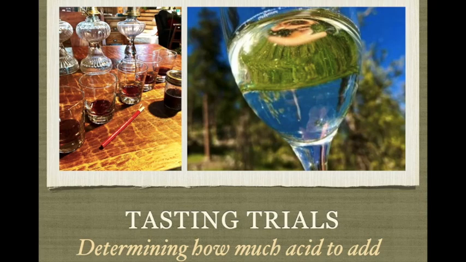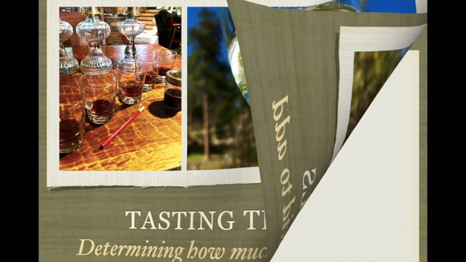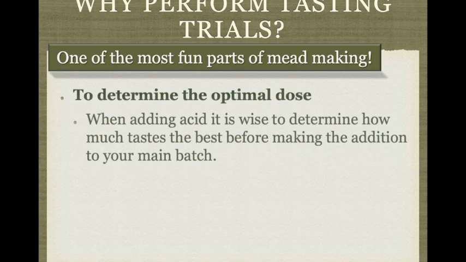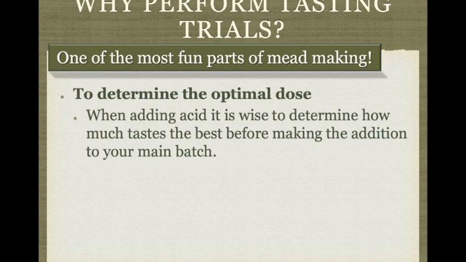So, tasting trials, determining how much acid to add. I think tasting trials are one of the most fun parts of mead making. Everything else is microbiology and biochemistry and calculations. This is really where the art of mead making comes in, because what your palate tells you may be different than what my palate tells you. It also can depend on what type of acid you're using. I tend to use tartaric acid over others, but there are times when I might make a blend, maybe 50-50 tartaric acid and malic acid, or I might use only malic acid.